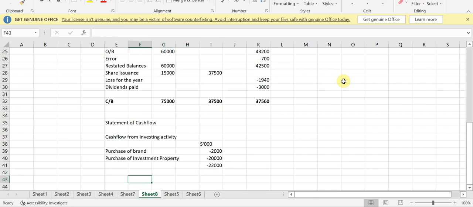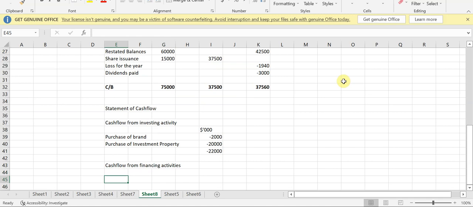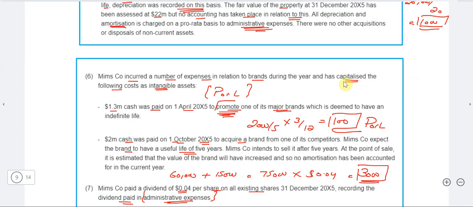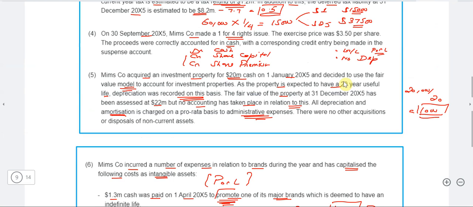And then we have the other one, which is the cash flow from financing activities. Okay, so first of all, cash from the issuance of shares. Cash from issuance of shares. So how much is that? We have already calculated it.